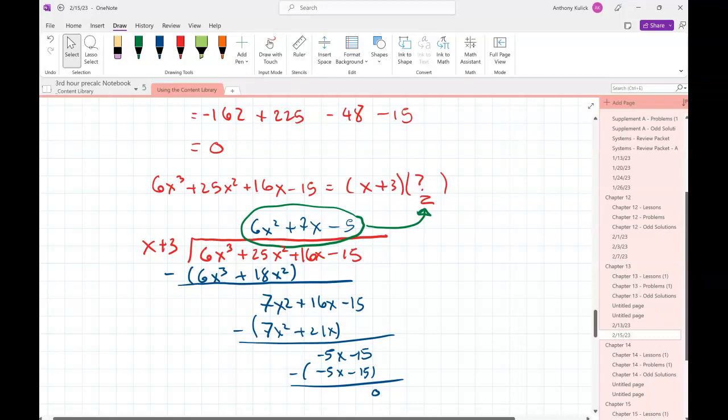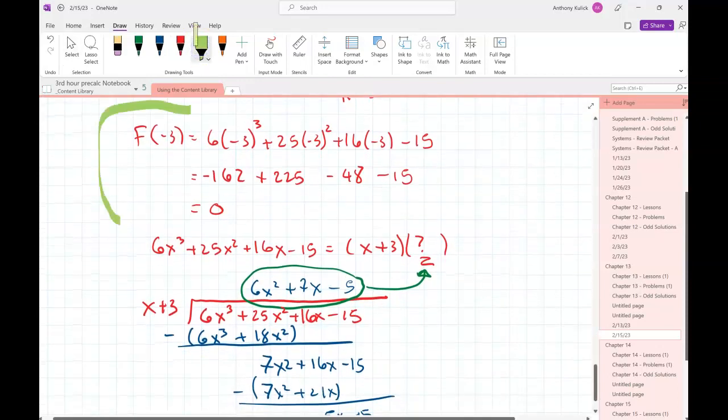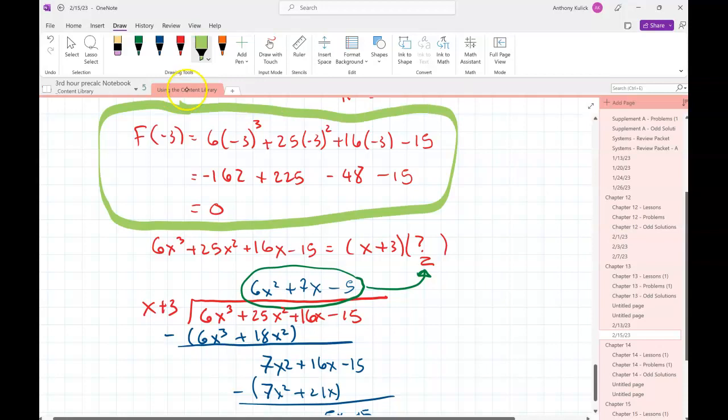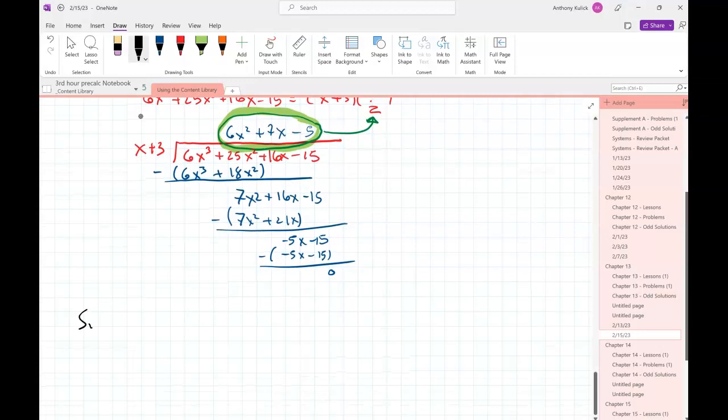Now, this process of doing the long division to find these factors is kind of a stinker, right? This takes up a lot of space. It's relatively time consuming. What we'd like to do is find a way where I can basically just do this and somehow also get this to come out. The way we do that is called synthetic division.